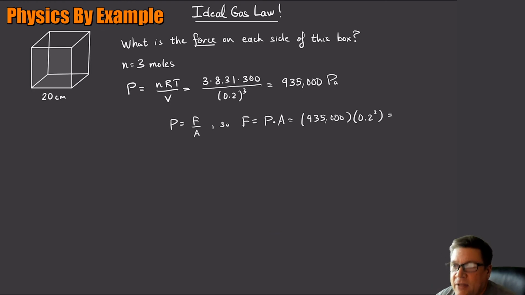And when you do this, you get something like 37,000 newtons. That's a lot, right? That's like 9,000 pounds of force on each of the sides of this little box, which is a heck of a lot. But this is how you calculate the pressure, and this is how you calculate the force: force is the pressure times the area.